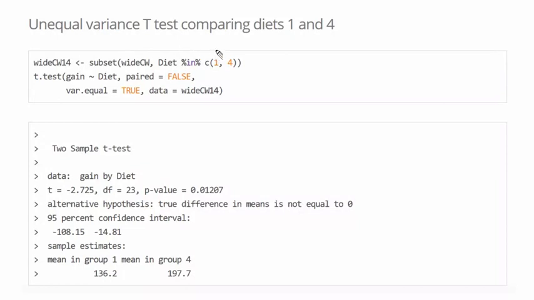So I grabbed the subset of the diets 1 and 4 in this specific case. The reason being that this tilde operator in the t.test function requires that the predictor variable, diet in this case, only have exactly 2 levels. So because I want to compare 1 and 4, I did it that way. I'm going to say paired equals false because in this case, the chicks that received diet 1 were a totally separate set of chicks than those that received diet 4. So it wouldn't make sense to treat them as if they were paired. Chick 1 from diet 1 has nothing to do with chick 1 from diet 4.